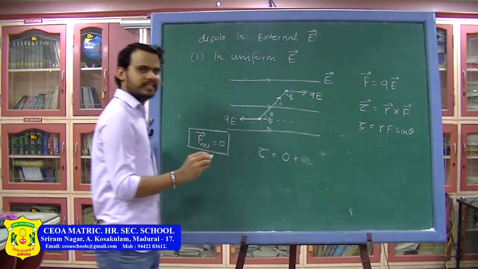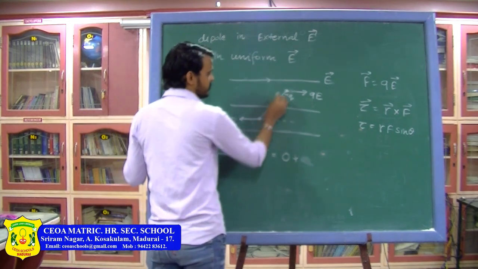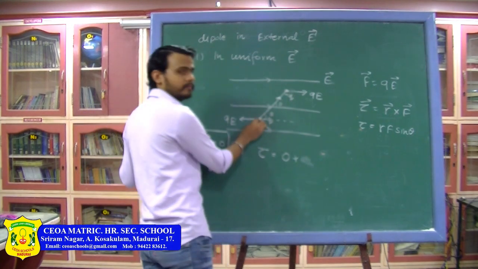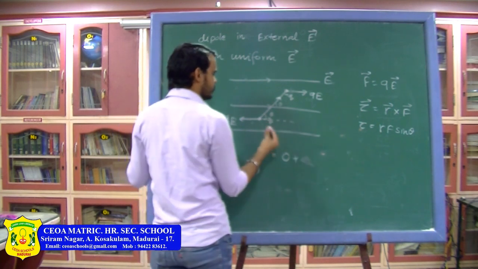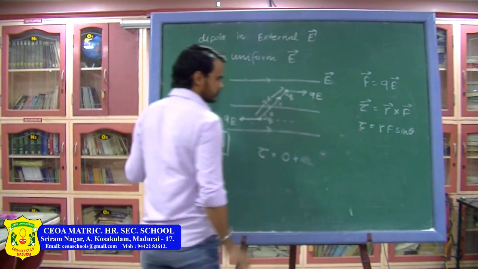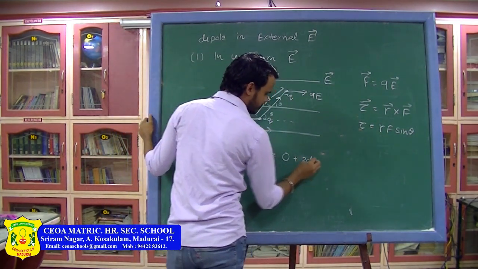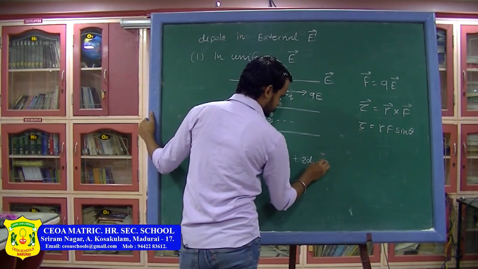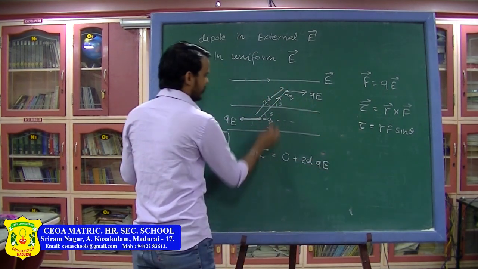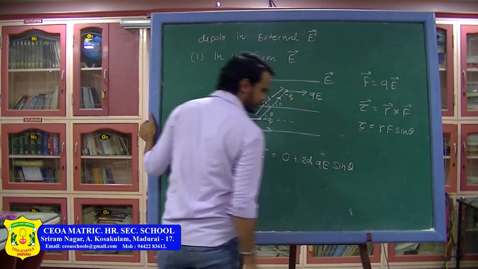Remember, R is the distance between the point where the force is applied and the point about which you are finding the dipole torque. We know that this distance is 2d. So here I can write this distance R is 2d, force is Q into E, and the angle between these two is theta. So I can write this as 2d sin theta.